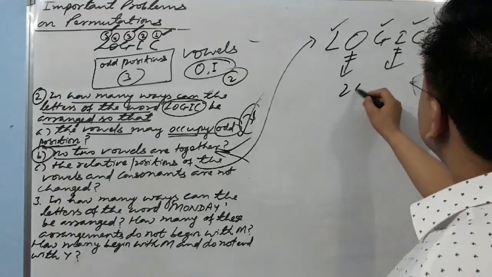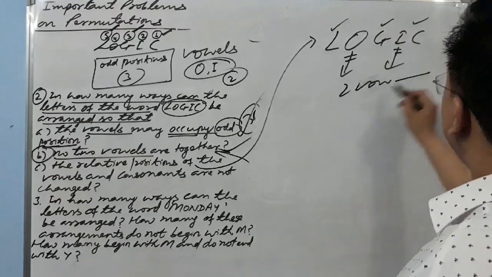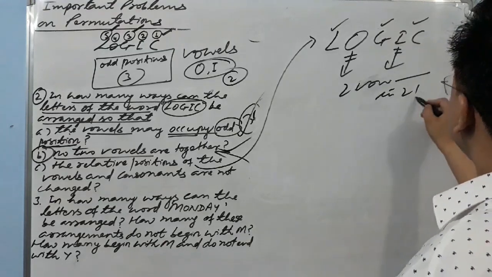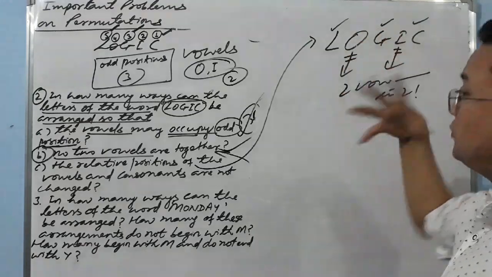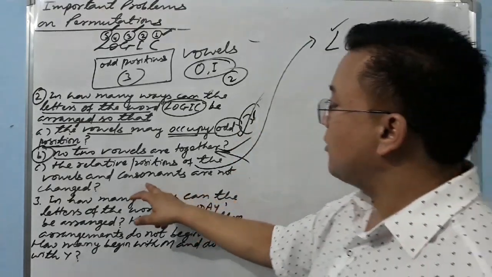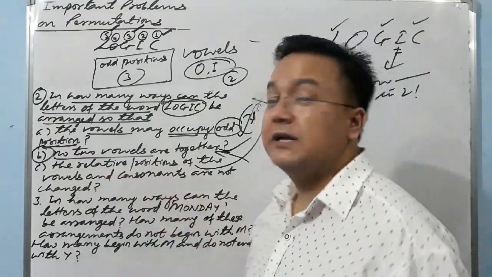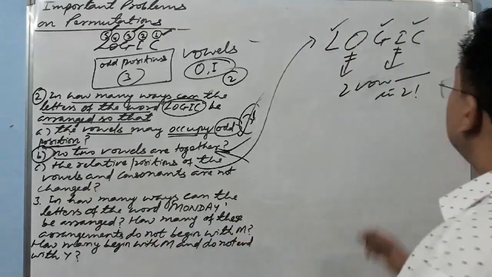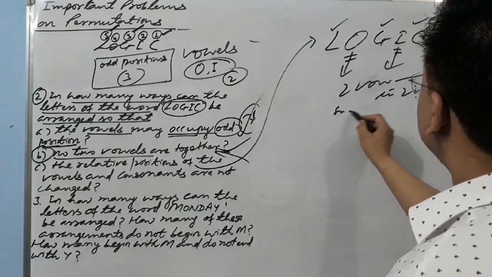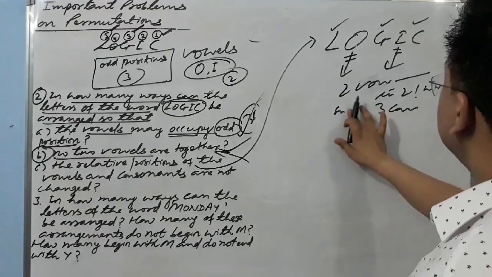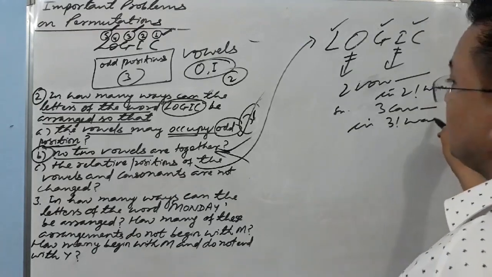So two vowels can be arranged in two factorial ways, because they can be interchanged here and there, right? They can't take the position of the consonant, because according to the question, the relative positions of the vowels and consonants are not changed. So two vowels can be arranged in two factorial ways, and similarly, three consonants can be arranged in three factorial ways, right?